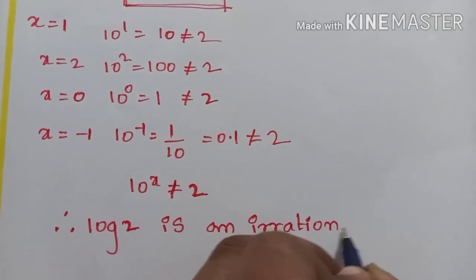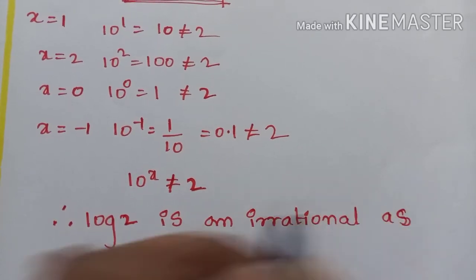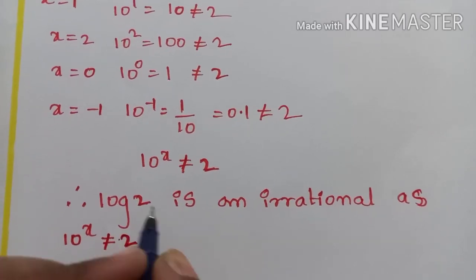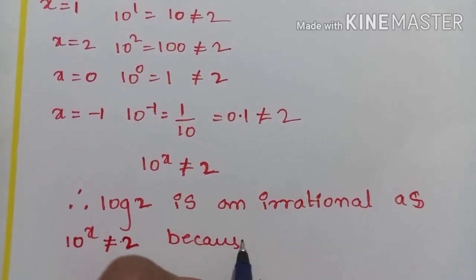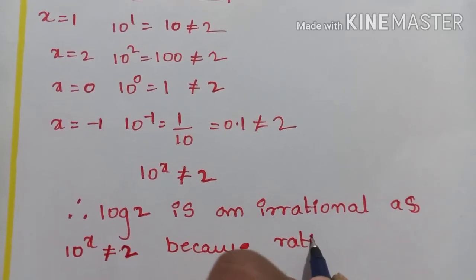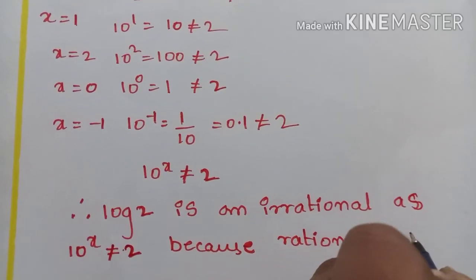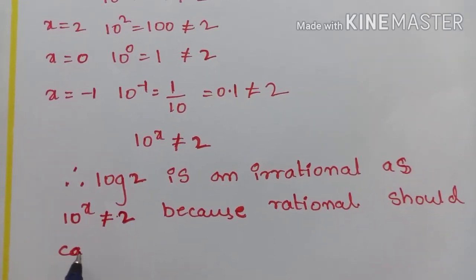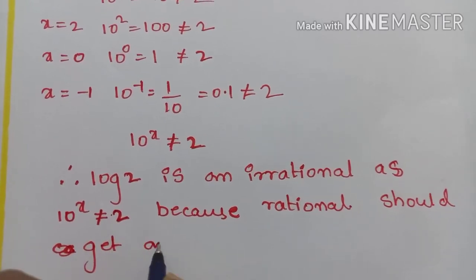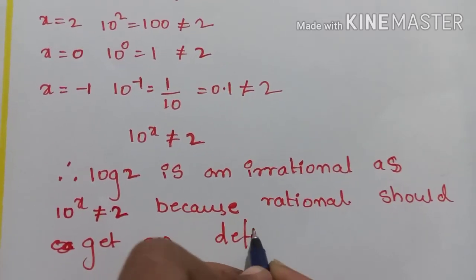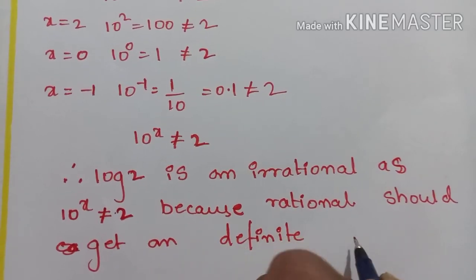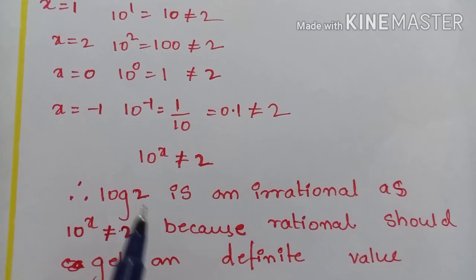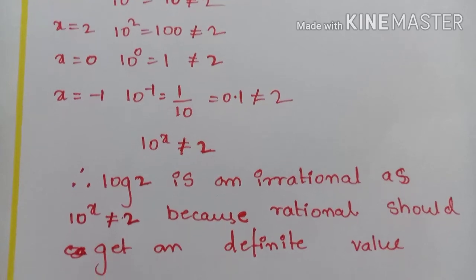An irrational number, as 10^x will not be equal to 2, because a rational number should get a definite value. It is not a definite value, so it is an irrational number. If we get a definite value, it is a rational number. Now let's start the second question.